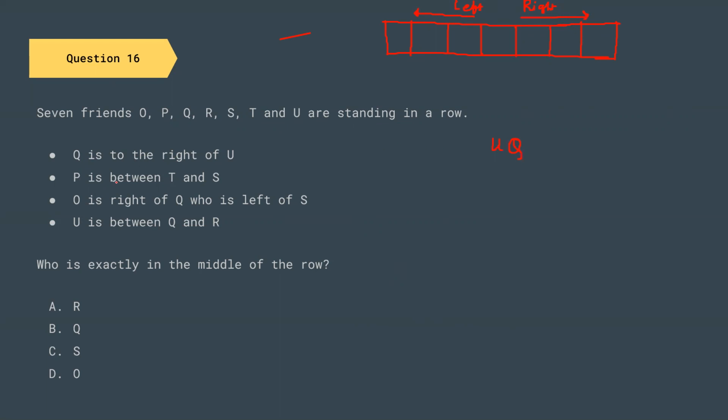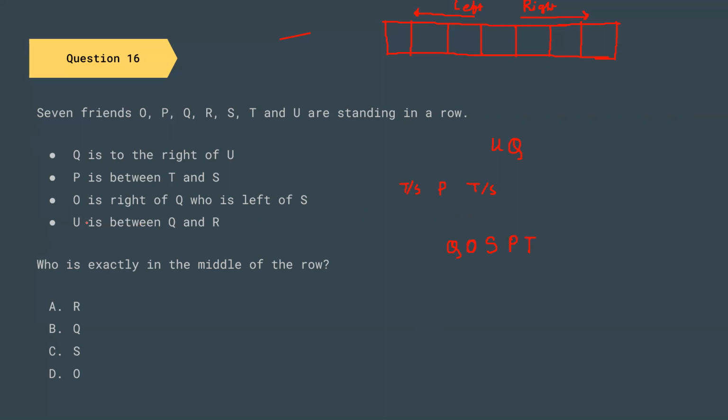Clear? P is between T and S. So T and S. So S can come here, T can come here, or S can come here, T can come here. I'm not sure about this one. So this is for your second information. O is right of Q. That is Q, O. And it is left of S. O is left of S. So S will come here. So if S will come here, P will come here, and T will come here.